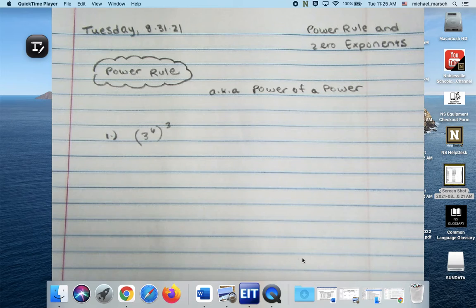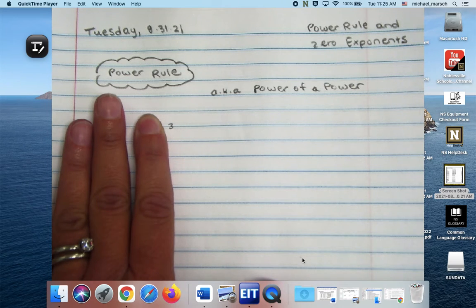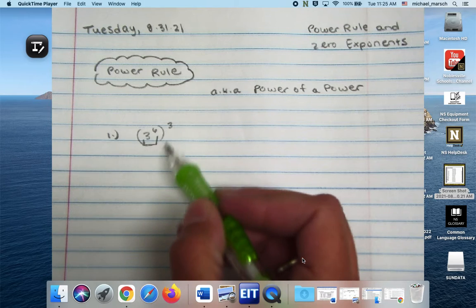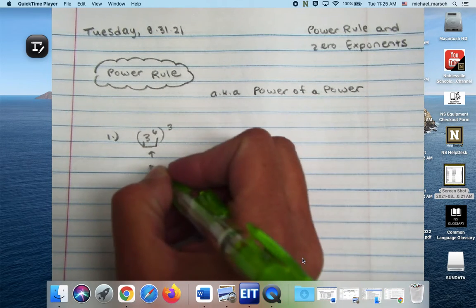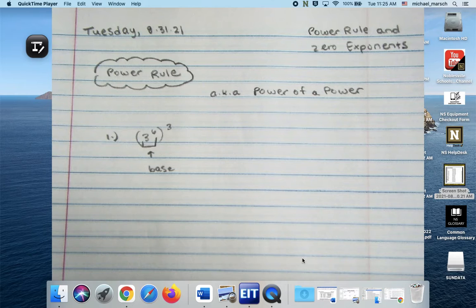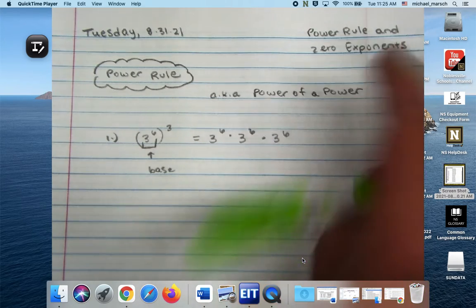Okay, so yesterday, if we had a base to an exponent, what did that tell us to do? What does the exponent tell us to do? Multiply by itself that many times, right? So if I have an exponential expression to an exponent, what does that tell me to do? This whole thing is now my base. So what am I going to do with 3 to the 6th power? Multiply it by itself 3 times. 3 to the 6th times 3 to the 6th times 3 to the 6th.